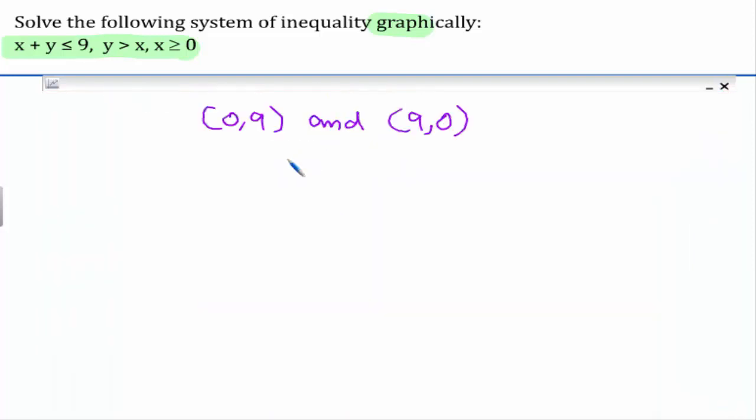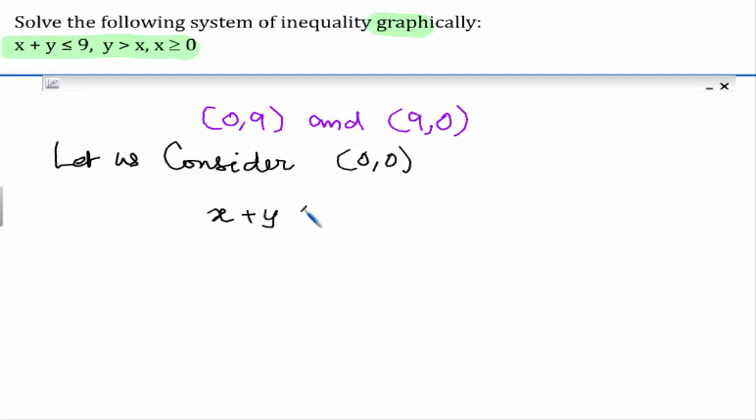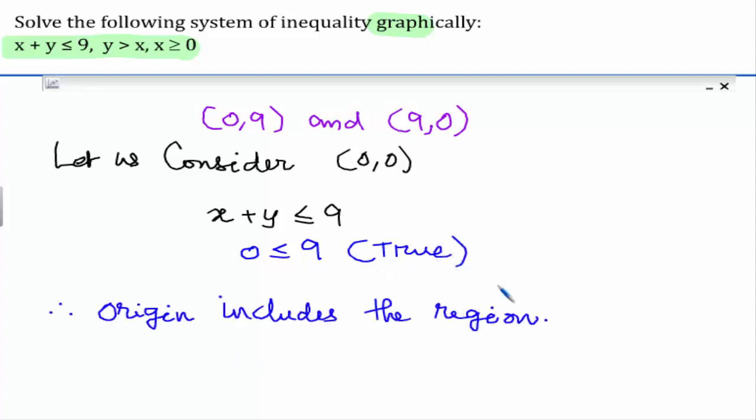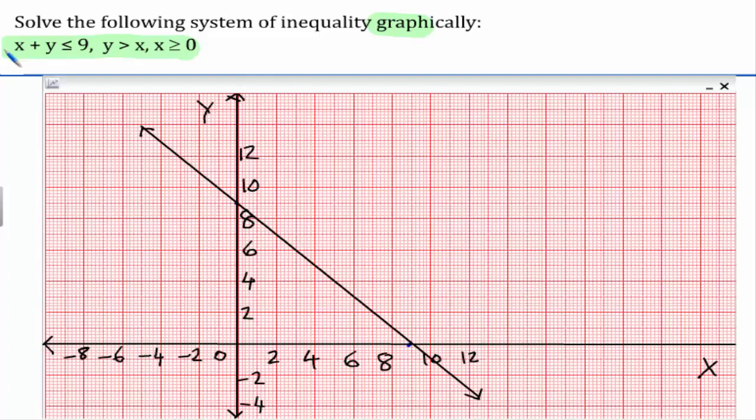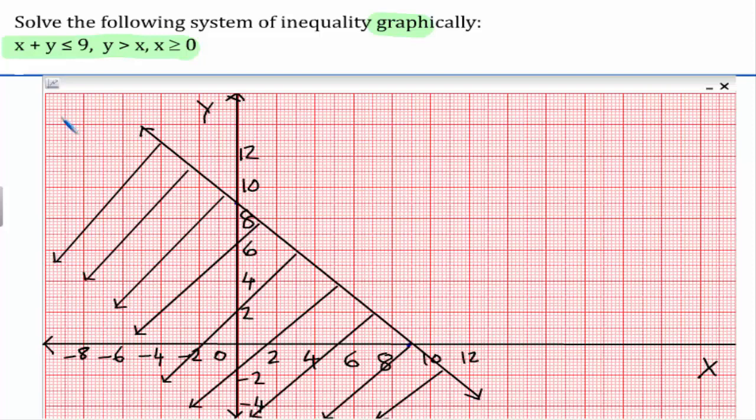To select the region which is represented by the inequality, let us consider the origin, because the line is not passing through the origin. The given inequality is x plus y less than or equal to 9. So if I substitute the origin into this, I get 0 less than or equal to 9, which is a true statement. So therefore, the origin is included in the region. That means the region will be towards the origin, like this. Now this is the solution for the inequality x plus y less than or equal to 9.